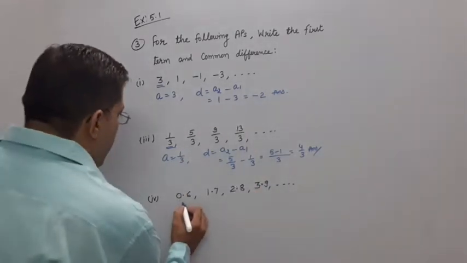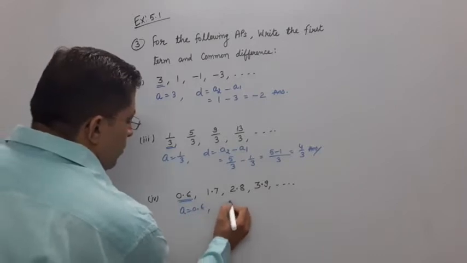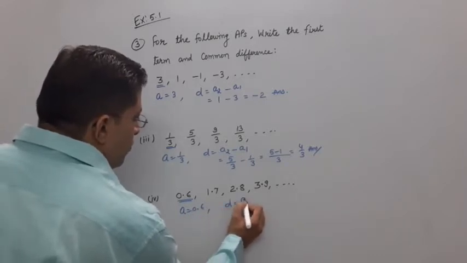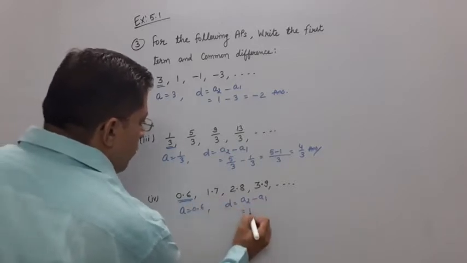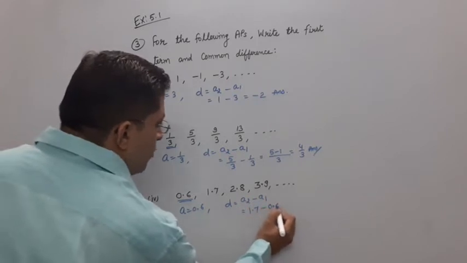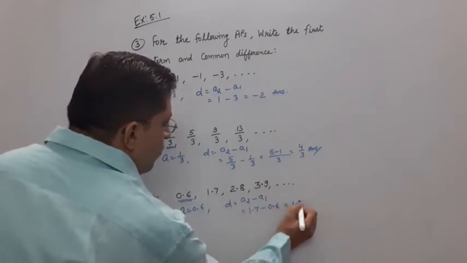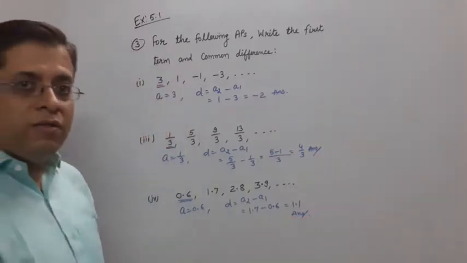Here, A. A is what? First term, 0.6. D is what? A2 minus A1. A2 is 1.7 and A1 is 0.6. This will be 1.1. This is your answer.